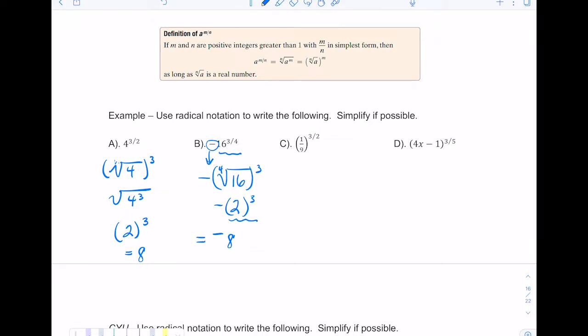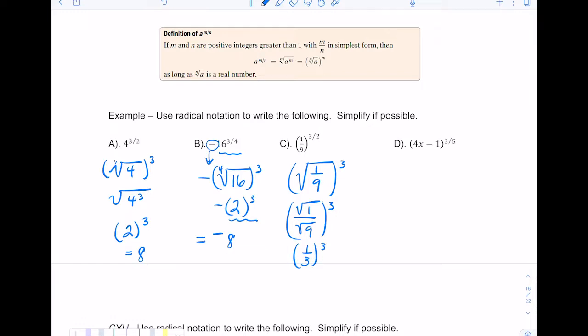In letter C, if I was to rewrite, I have the square root of 1/9 to the third power. And we know the square root of 1/9 can just be split into the square root of 1 over the square root of 9. And the square root of 1 is 1, and the square root of 9 is 3. So what you have there is 1/3 to the third.